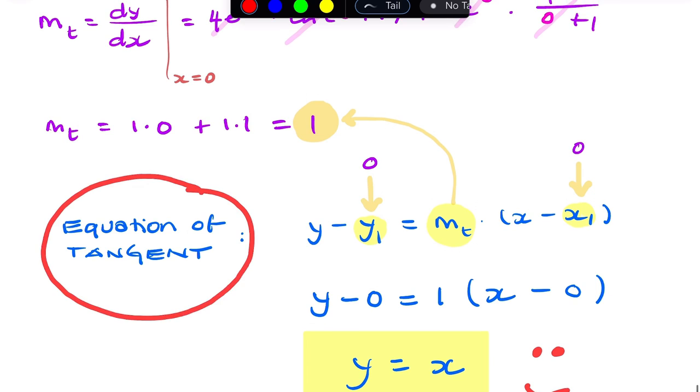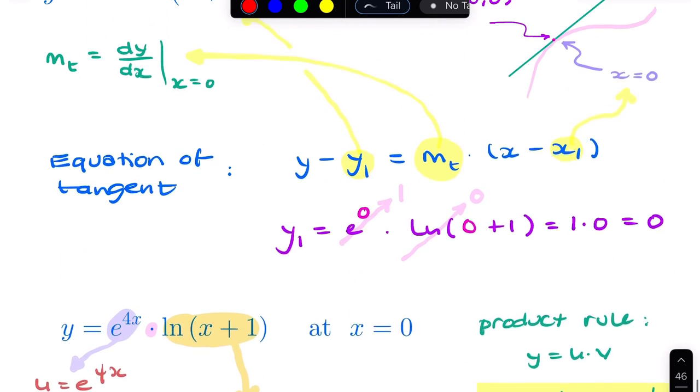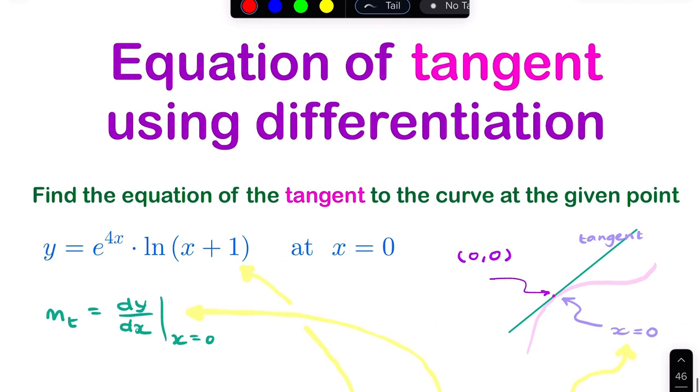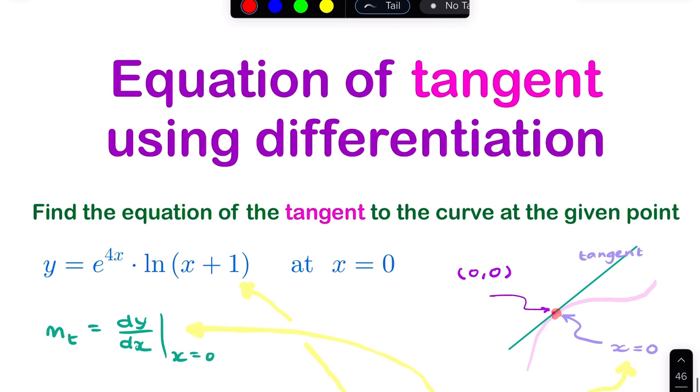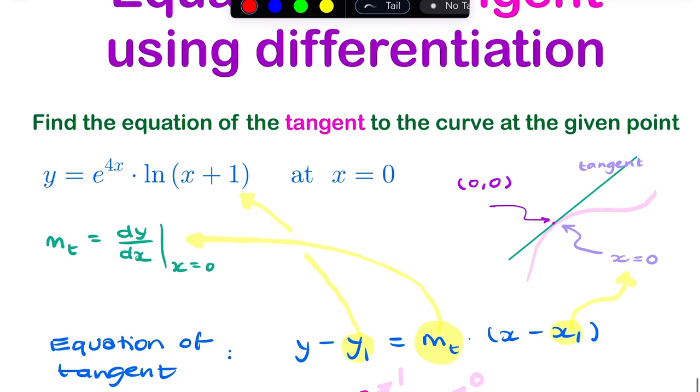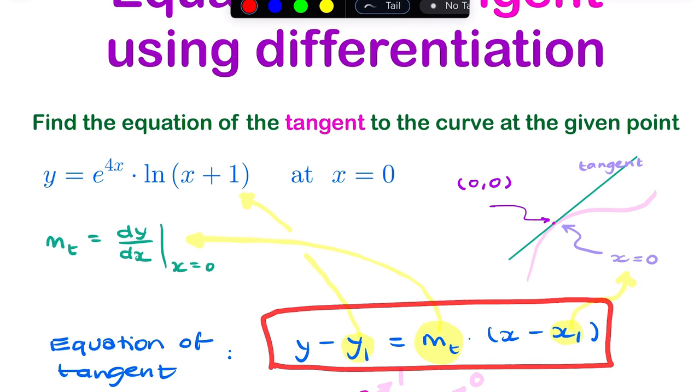So that's how you find the equation of a tangent to a curve at a given point. You differentiate, you substitute the value of x to find the gradient, but you also substitute the value of x in the expression for y, so you have the x and y coordinates of that point, and then you put those three numbers into the equation of a straight line.